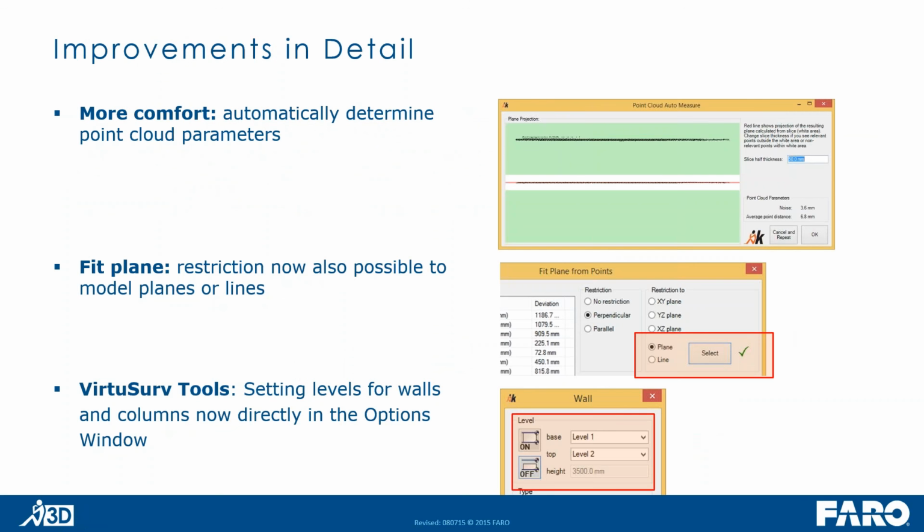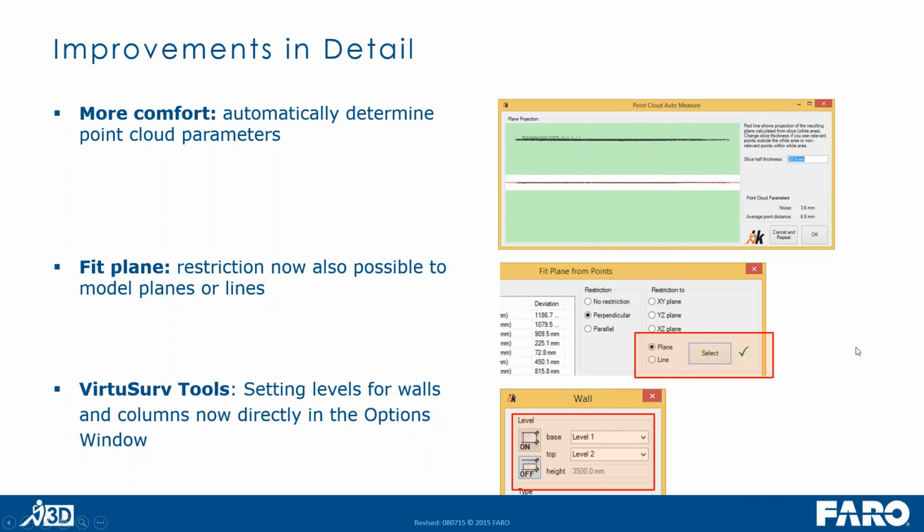Some smaller improvements in the details. So we have also added an auto measure for point cloud parameters. Point cloud parameters means the noise and the average point distance of your point cloud. These two parameters are used in several fitting tools, and now it's possible to calculate these parameters automatically with the user interface.